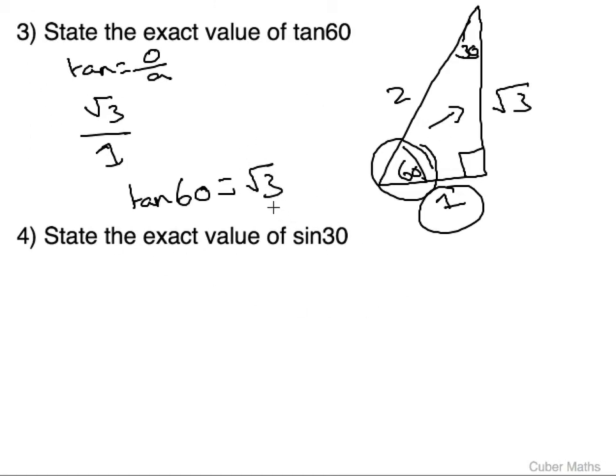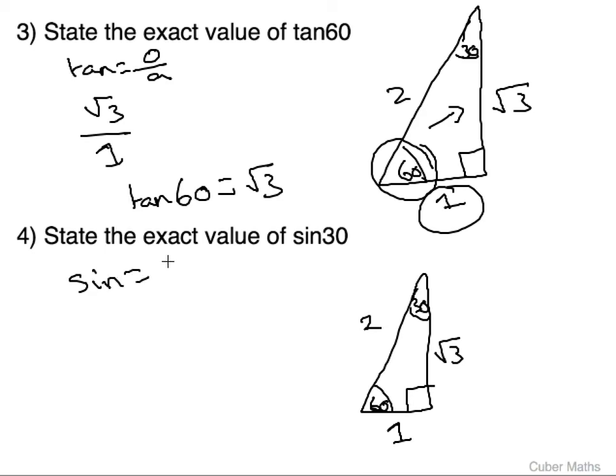If we look to our fourth problem, it says state the exact value of sine 30. Now we can reuse our triangle we had up here. So if we draw it out again, so it's got no annotations on it, this top angle was 30, this bottom angle was 60, we had a right angle, this length was 1, this length was root 3, and this length was 2. Now sine is equal to the opposite over hypotenuse.